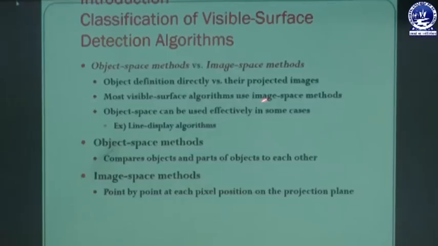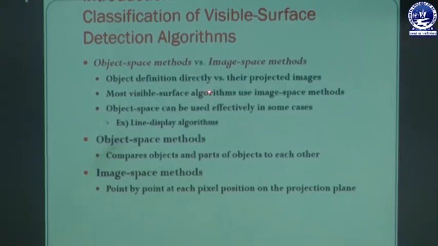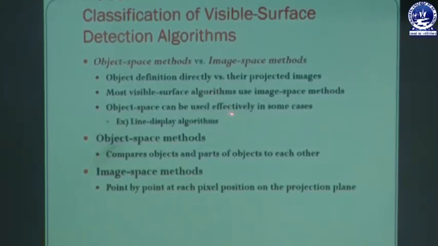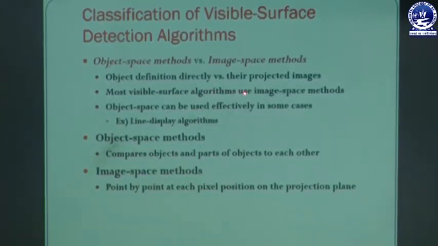Okay, that means here the object space methods are used for directly accessing the projected images, that is, accessed by using some visible surface algorithm mechanisms through which all of the data is accessed, object space by object space. That means comparing the objects and parts of objects to each other as the scene definitions are provided. For example, that's your line display algorithms.